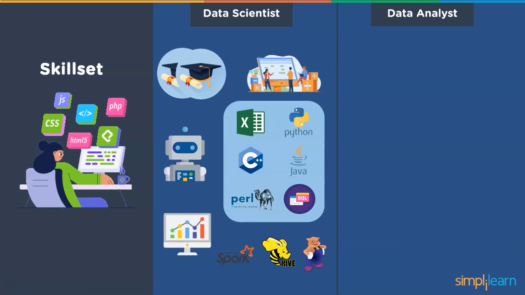Data visualization and BI skills are necessary for creating reports and dashboards. You should also be able to communicate and present information and ideas clearly. So these are the skills required to become a data scientist.